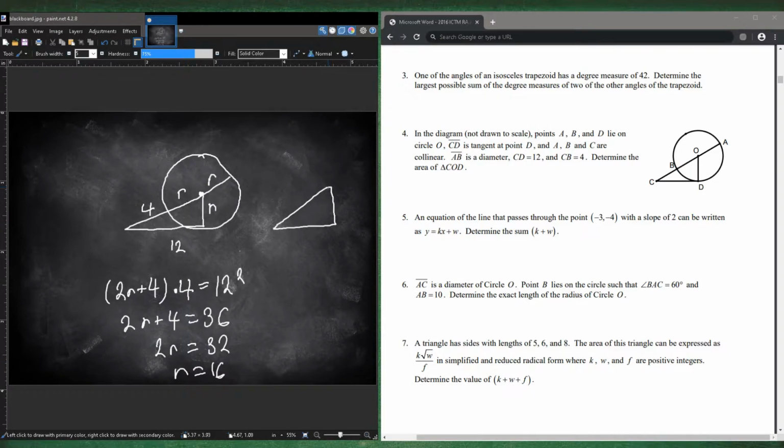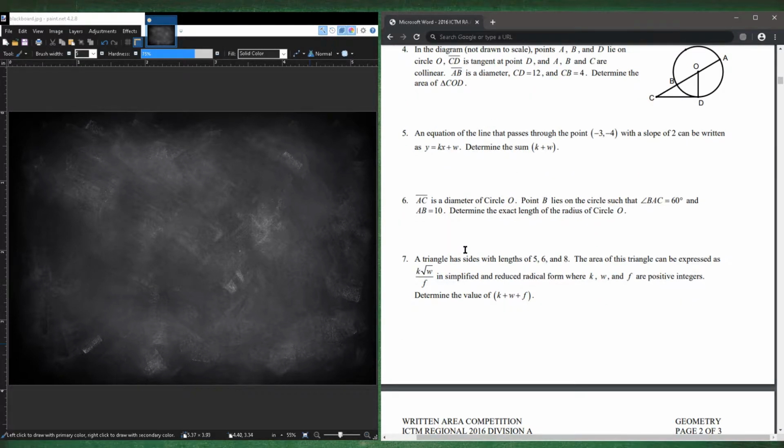So our radius is equal to 16. Let's kind of draw a different picture, right? So radius plus 4 is 20. So that length is 20. This is 12, right? And this radius right here is 16. Okay, so our area is just base times height. So 12 times 16, because this is a right angle. If it's tangent, it's a right angle. So CD is tangent at D, right? So this has to be a right angle. That's why this is a right angle. So 12 times 16 times half is equal to the area. So 16 divided by 2 is 8. 8 times 12 is 96. So the answer for number 4 is 96.